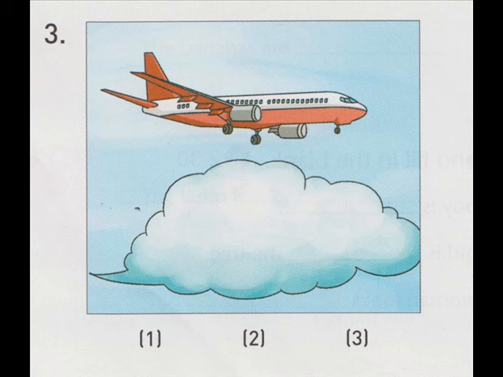Number 1. The plane is in the cloud. Number 2. The plane is under the cloud. Number 3. The plane is over the cloud.